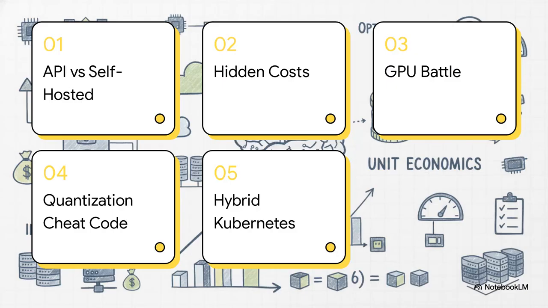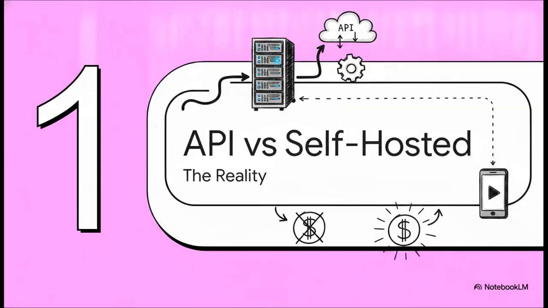So here is our data-driven roadmap for today. We're going to cover the API versus self-hosted reality, the hidden cost of infrastructure, the great GPU battle, the quantization cheat code, and finally, building hybrid Kubernetes solutions. All right, part 1, the API versus self-hosted reality.